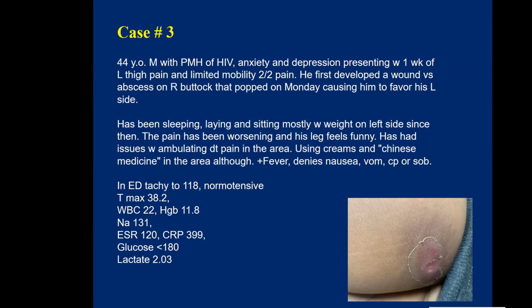He has been sleeping, laying and sitting mostly on the left side. The pain has been worsening, but his legs feel funny. He had issues ambulating. He's using some creams and Chinese herbs, medicine, and has some fever, and he decided to come to the ED. In the ED, he's tachy, normotensive, febrile, WBC count 22, hemoglobin of 11, sodium 131, ESR 120, CRP 400, glucose normal or less than 180, and lactate 2.